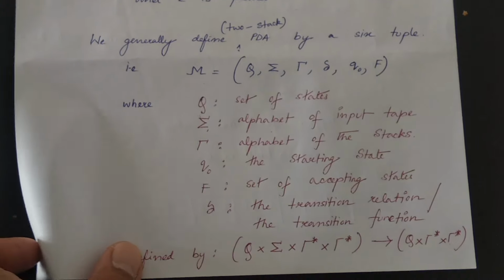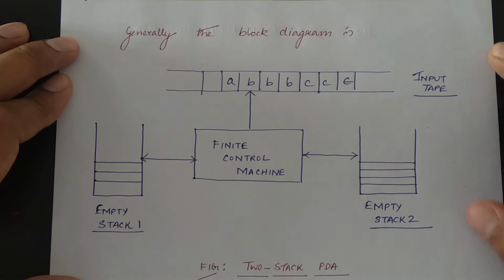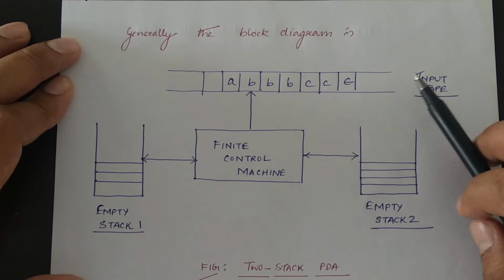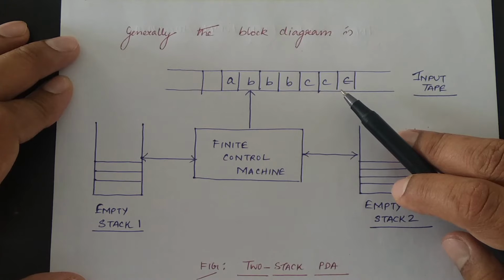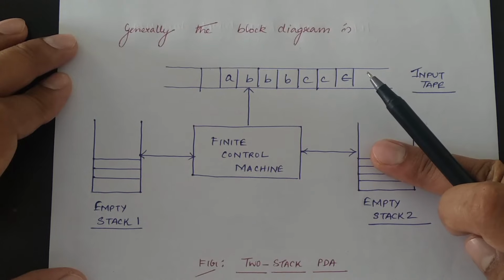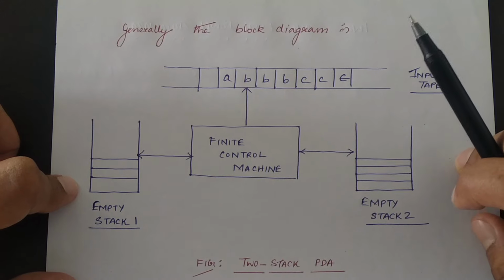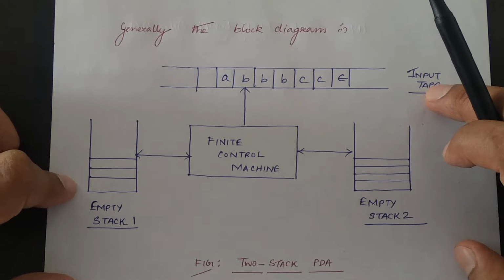So now let me show you the diagrammatic representation of the two-stack pushdown automata. The general block diagram will be like this, where the input tape will be there, which we consider as an infinite input tape, where your strings will be, correct? Then the finite control machine, and in place of one single stack, we will have two stacks. Clear? So this is the block diagram. Now let us take the example which we are waiting for to understand better. So let me take an example, and the example is like this.